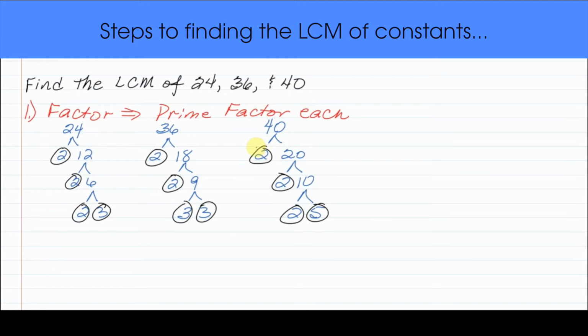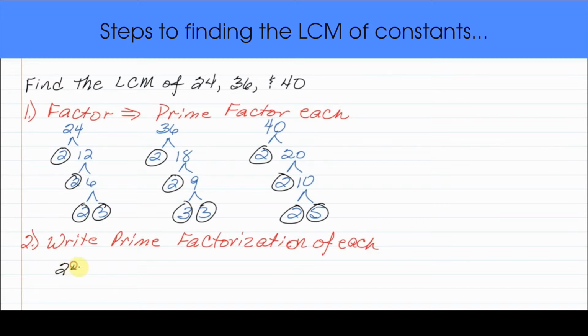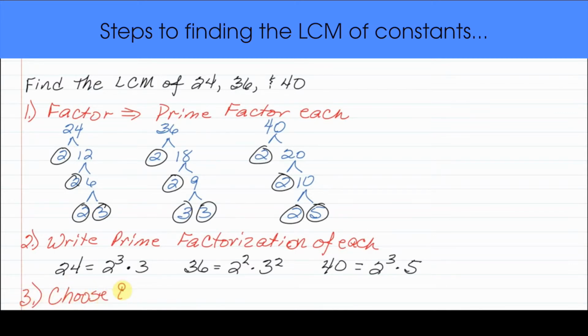Now our second step is to write the prime factorization of each. So if we look at 24, 24 is 2 cubed times 3. 36 is 2 squared times 3 squared. And 40 is 2 cubed times 5. Our third step is to choose the highest power of each factor and multiply.